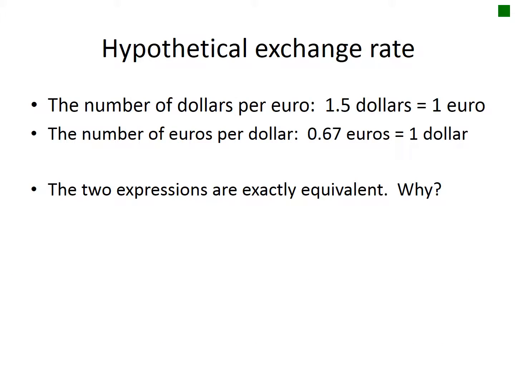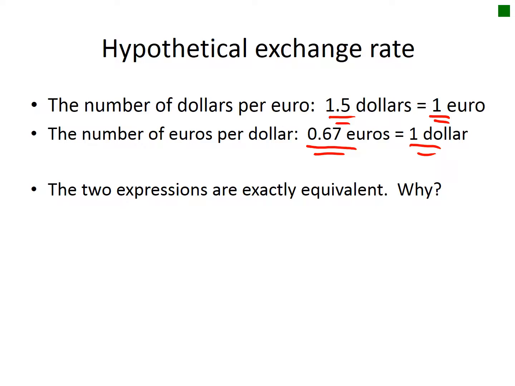So a hypothetical exchange rate. The number of dollars per euro will hypothetically say that for 1 euro, so for 1 unit, we'll have $1.5. And the number of euros per dollar, so for $1, you would get 0.67 euros. The two expressions are exactly equivalent.